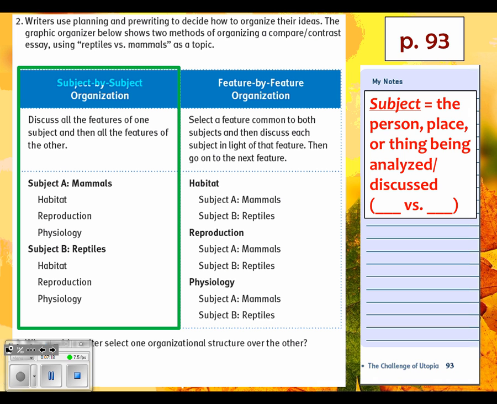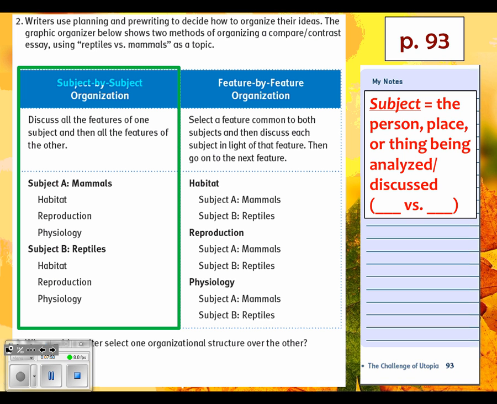When you compare or contrast subject by subject, the subject is the person, the place, or the thing that is being discussed in your writing. It is what is being analyzed. If you have trouble remembering what subject is, kiddos from the past just think of it as blank versus blank. The United States versus Canada, a dog versus a cat, the Union versus the Confederacy.